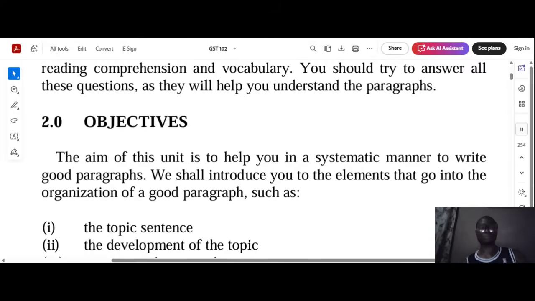So let's move on. Sorry for that short break. Now, objectives. What are the things we should be able to do after we've gone through this Unit 1?